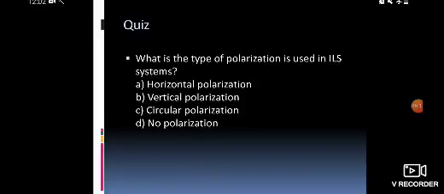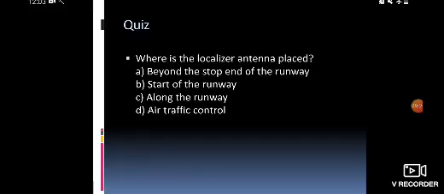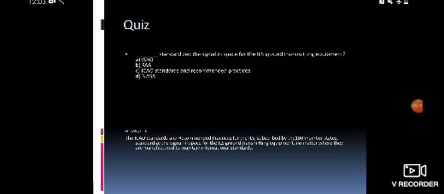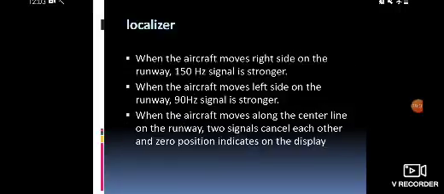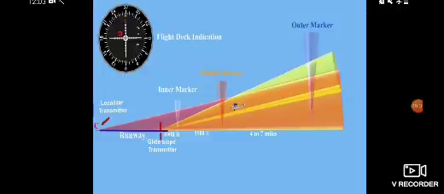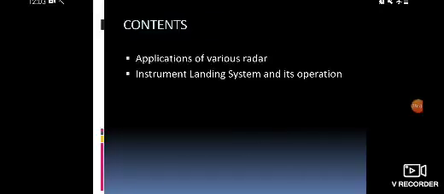Next, in this session I have mainly told about ILS, that is the instrument landing system. In the previous videos I also explained what a radar is, the principle of a radar, how it works, and the types of radars. In this session I have told about the different applications of our different radars. Not only a single radar, a radar can be used in different ways.